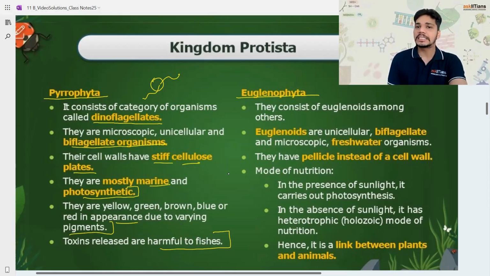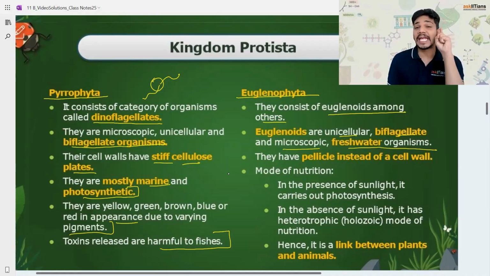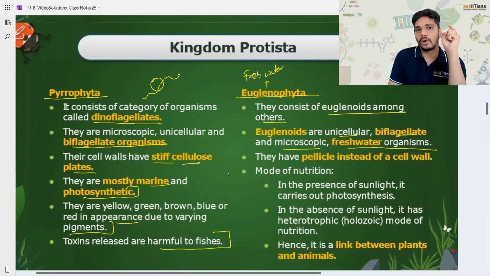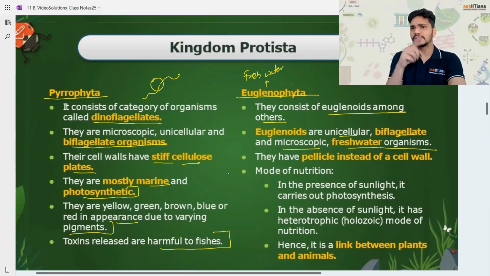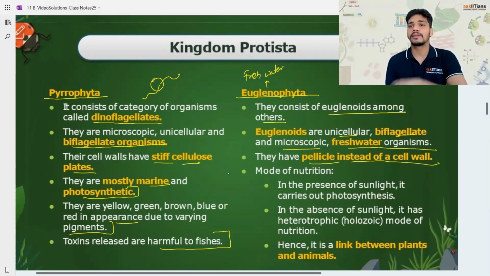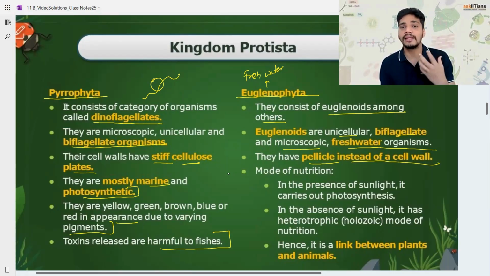Euglenophyta. They consist of the euglenoids among the others. Euglenoids are unicellular, biflagellated, and microscopic freshwater organisms. They are exclusively freshwater organisms. They have a pellicle instead of a cell wall. See, they don't have a cell wall, they have a pellicle.